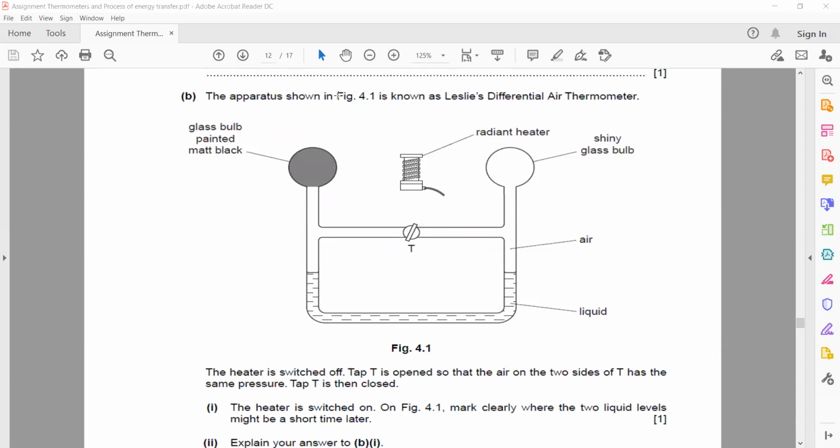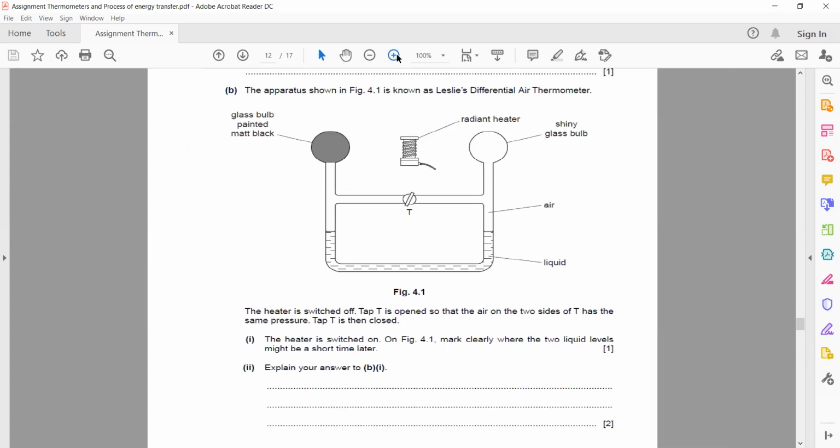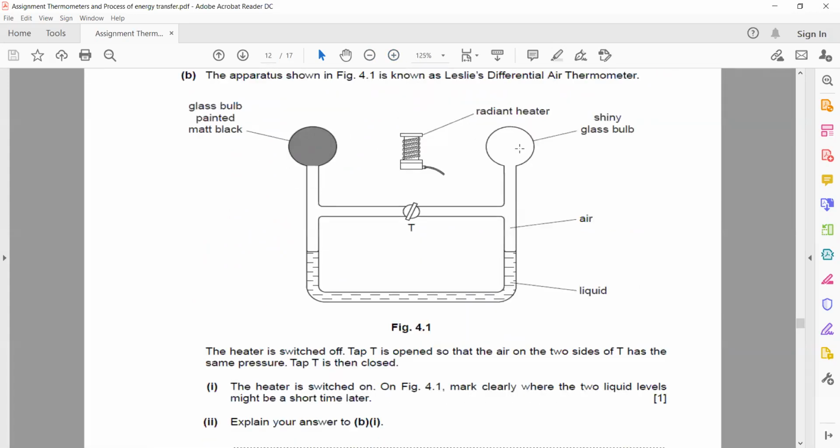The apparatus shown, this is also known as a differential air thermometer. It has two bulbs and there are air particles inside. Here also there is air. The heater is switched off and this tap T is open so that air moves both sides and the levels are the same. Now the tap T is closed, the heater is switched on.